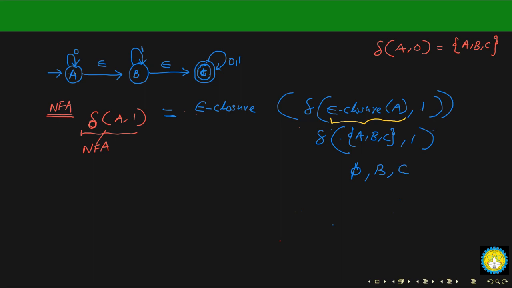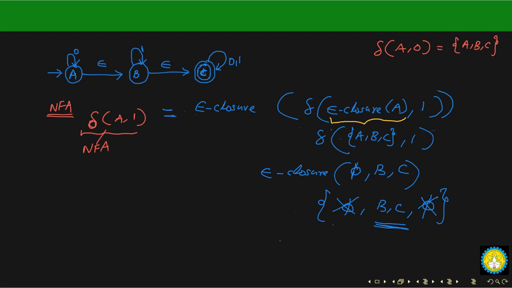Now we have the result of delta of A, B, C on 1. This is going to be null set, comma B, comma C. Now we want to find the epsilon closure of all these. We know that epsilon closure of a null is a null. Epsilon closure of B, you look at the figure and identify it, is going to be B and C, right? Similarly, epsilon closure of C: there are no epsilon transitions from C, so it's going to be a null set. The result we got is null set, B comma C, null set. We can just avoid the null values, and our answer is B comma C.